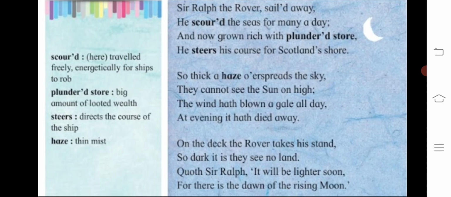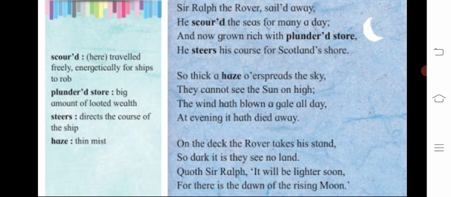The wind had blown a gale all day. At evening it had died away. On the deck the rover takes his stand. So dark it is they see no land. Quoth Sir Ralph, "It will be lighter soon, for there is the dawn of the rising moon."